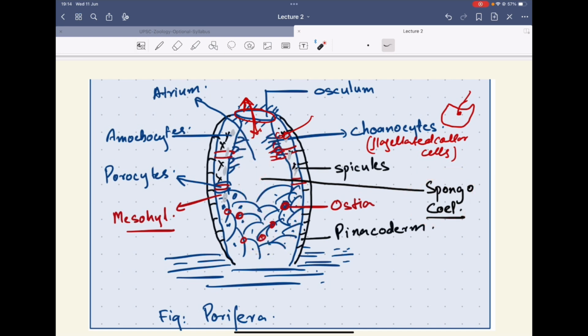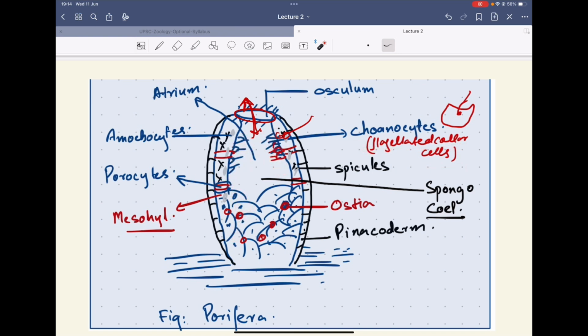The spongocele is lined by the layer that is called the conoderm. Conoderm is the layer because it consists of the conocytes. These are flagellated cells that are lining the spongocele. So these are the flagellated collar cells.